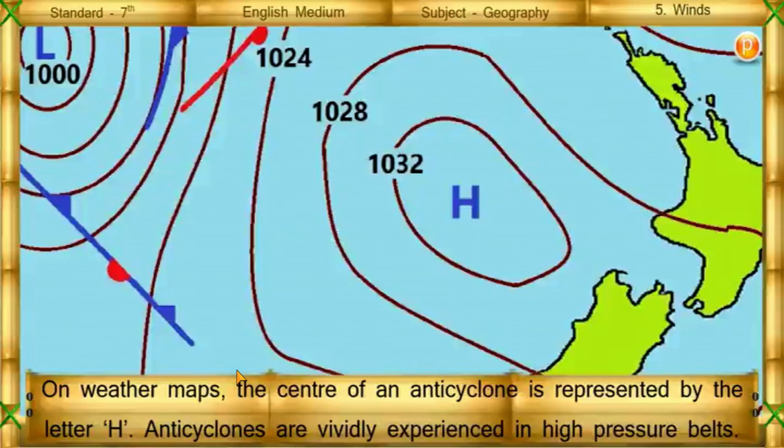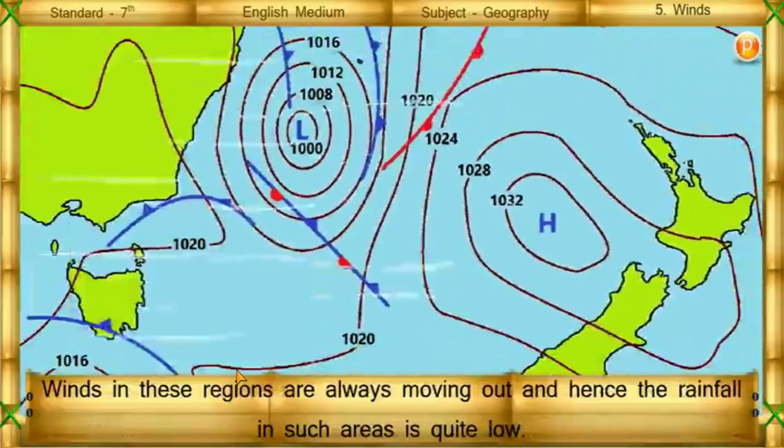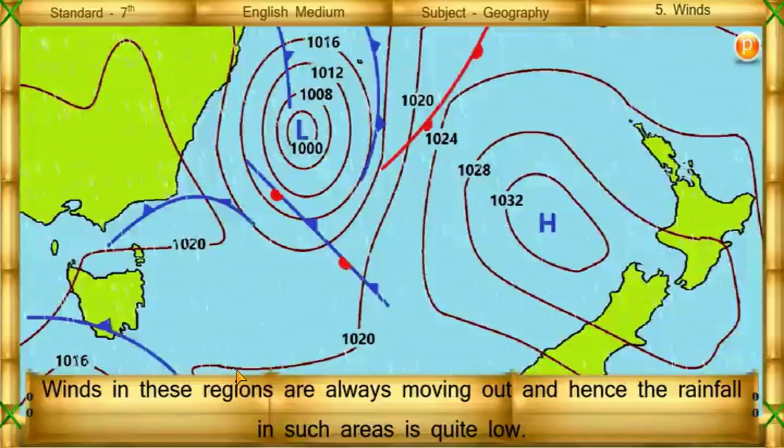Anticyclones are vividly experienced in high pressure belts. Winds in these regions are always moving out, and hence the rainfall in such areas is quite low.